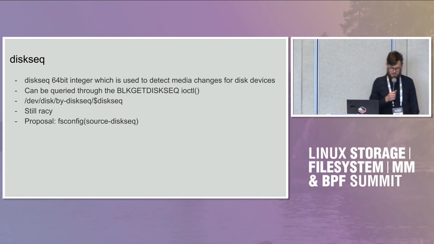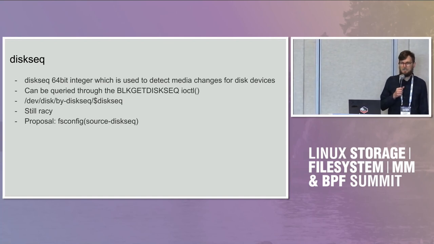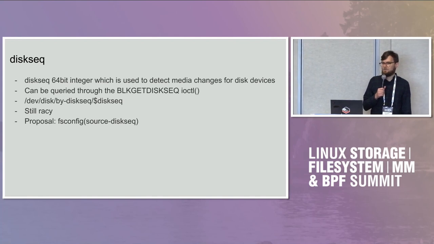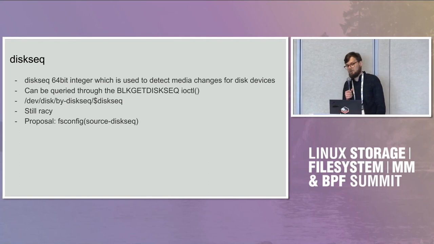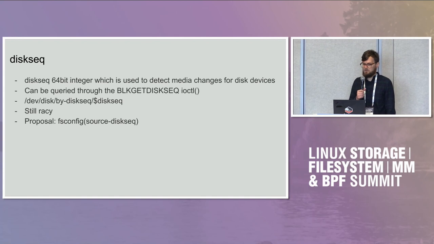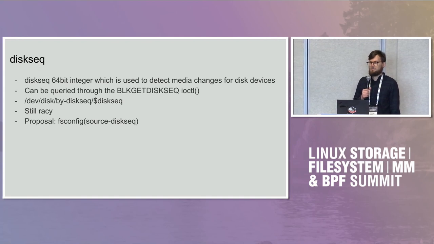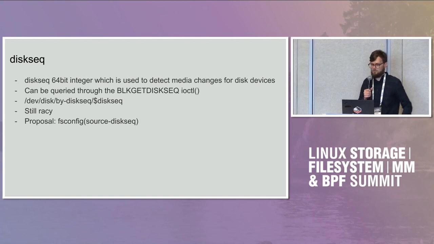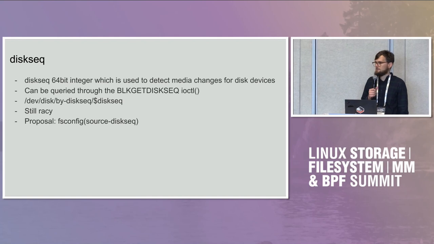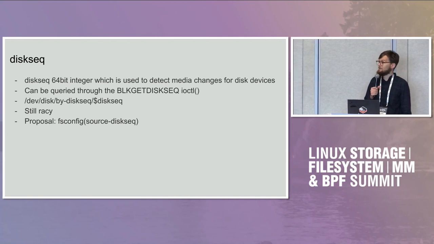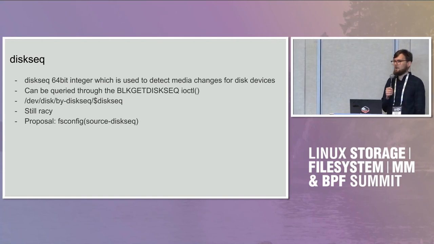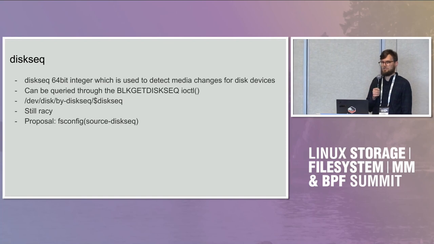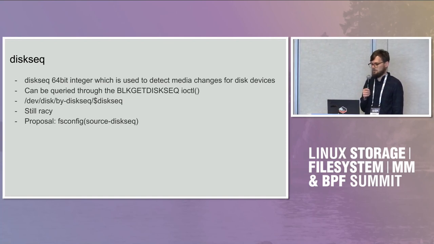And then Christoph came up with this idea of using disk sequence numbers, so introducing the concept of a disk sequence number. So all disk devices have a monotonically increasing sequence number, a 64-bit integer, which can be used to detect media changes. Also goes for USB sticks that you unplug and replug into your computer again. And these disk devices can be queried using the BLKGETDISKSEQ ioctl. And so user space has a way of finding out when media has changed, or the media attached to a loop device, for example, has changed.